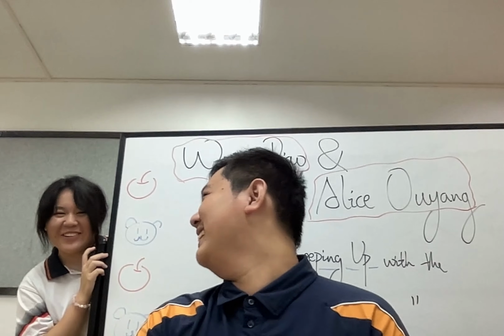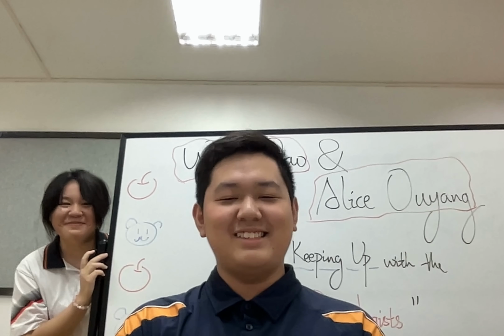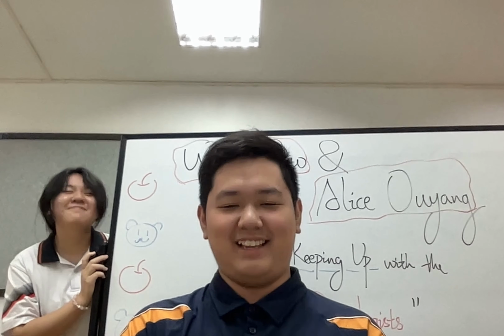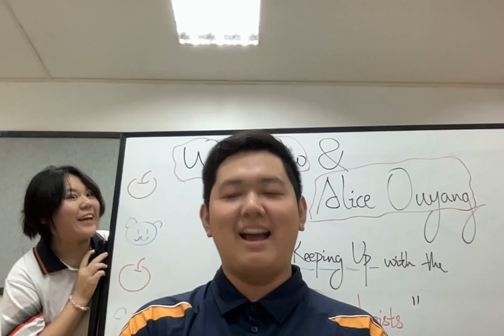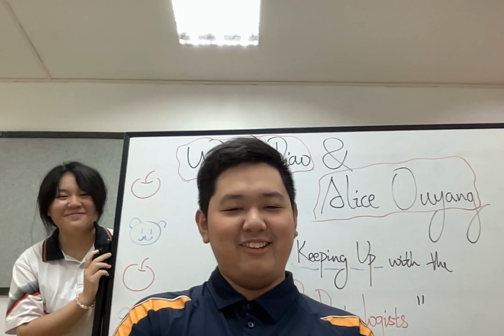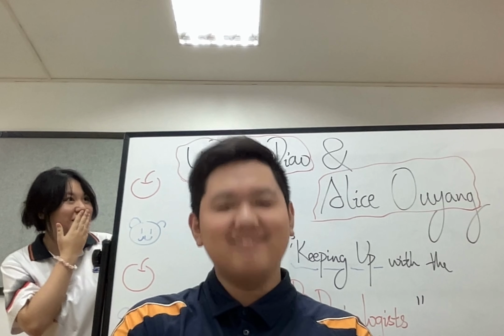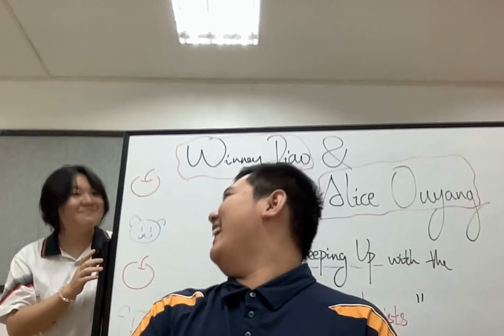But Winnie, I heard some cells don't have a nucleus. Yes, you are right. Those cells are called prokaryotic cells. Do they have DNA then? Oh, of course! Their DNA is called circular DNA, and it is contained in the nucleoid.